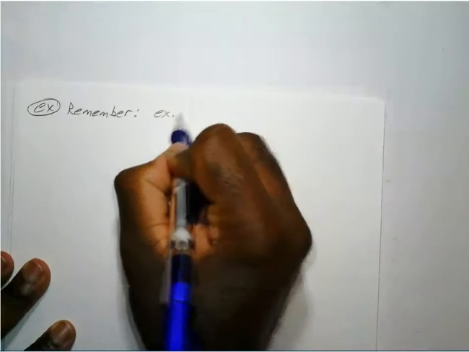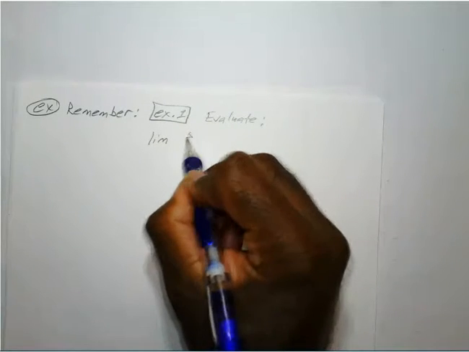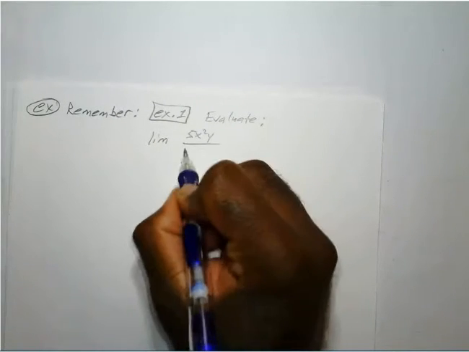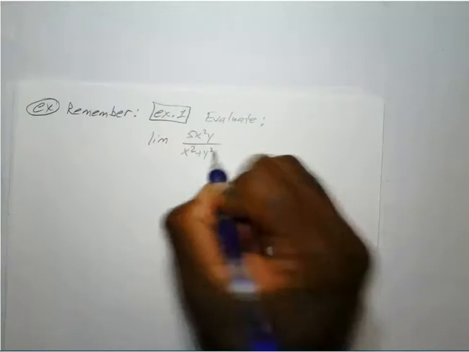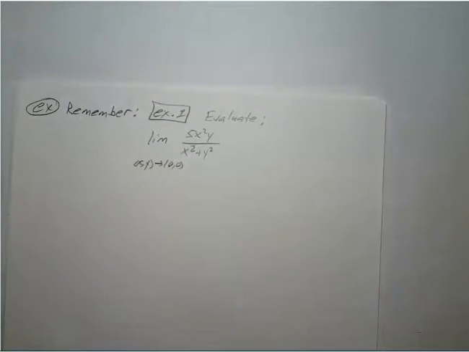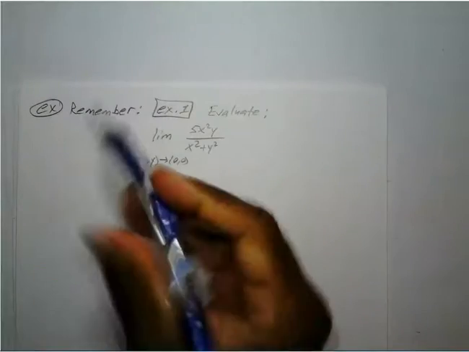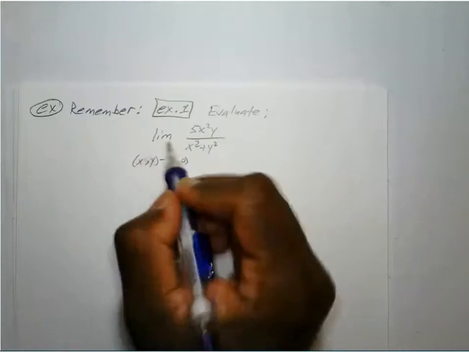Okay, so if you remember, I believe it was example 1, where we had to evaluate the limit of 5x squared y over x squared plus y squared as x, y approaches 0, 0. Let me clean that up a little bit. Here we go. And make limit a little bit bigger.